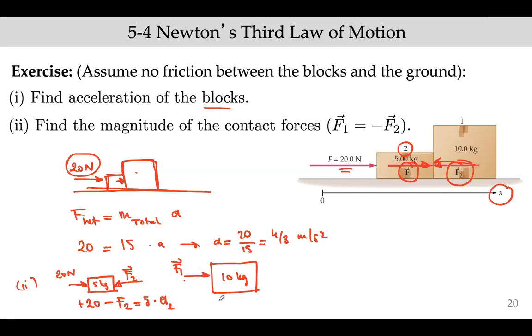Okay, let's write the same equation for this one. The only force acting on this one is F1, its magnitude, equals m, the mass is 10, times its acceleration, and because this is called block 1, it will be the acceleration of block 1.